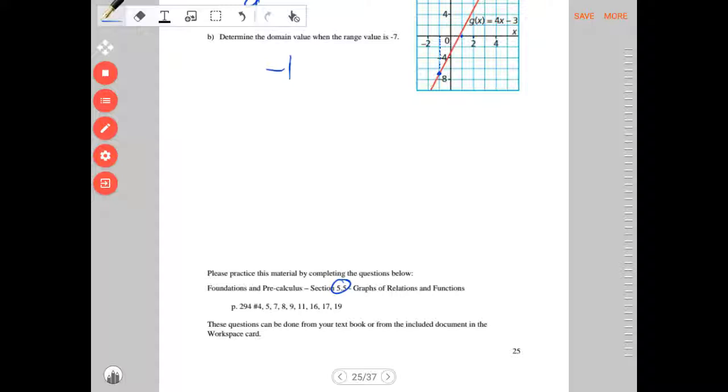It's section 5.5 in your textbook, starting on page 294. You can either use your textbook or print the work pages from the workspace card. Then you can write all over them, of course. I keep saying that, but I'm going to keep doing it. It's fine. And please do all these questions.